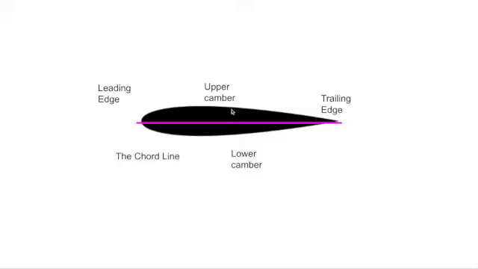So you have the camber. The camber is the curvature of the wing. There's an upper camber, as seen here, and a lower camber, as seen there. Now, you have the leading edge and the trailing edge. The leading edge is more towards the forward side of the aircraft, while the trailing edge is towards the aft of the aircraft.